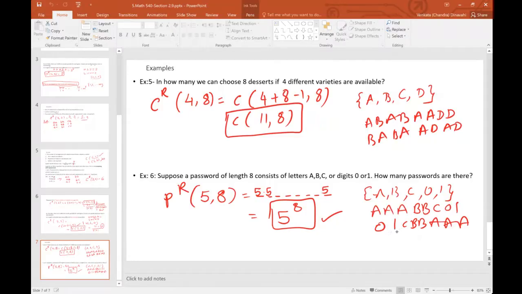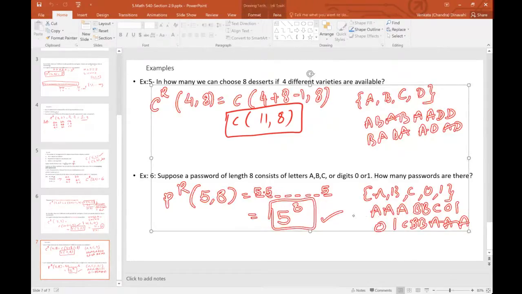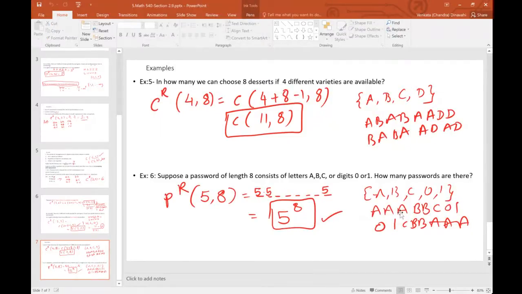AAABBC01, and this is another password 01CBBAAA. If you compare both of them, each has 3 A's, 2 B's, 1 C, 1 zero, and 1 one. Even though they have the same characters, these two are different passwords. So the order in which you arrange these letters is important because it gives you different passwords. So this is a permutation.